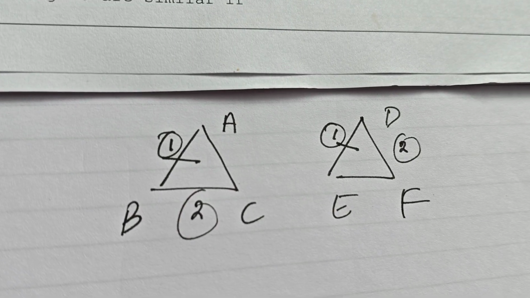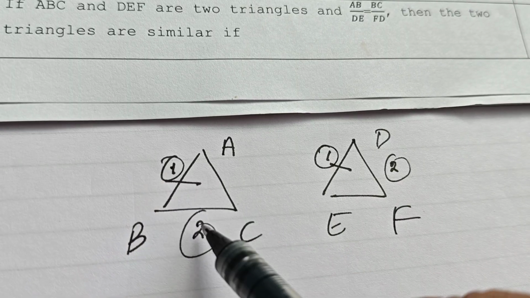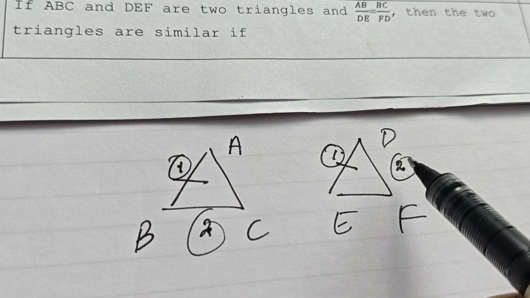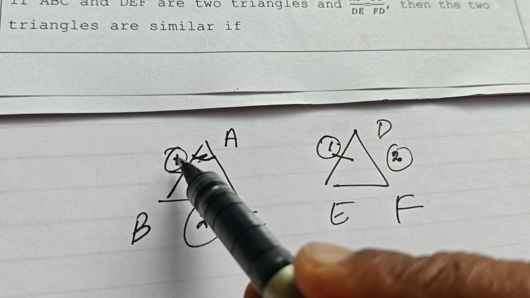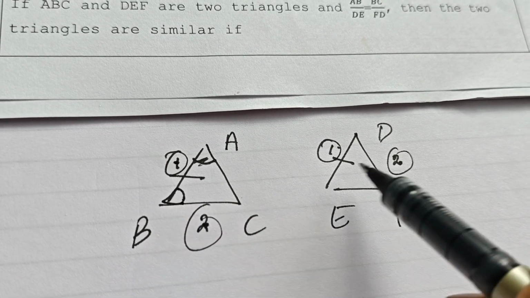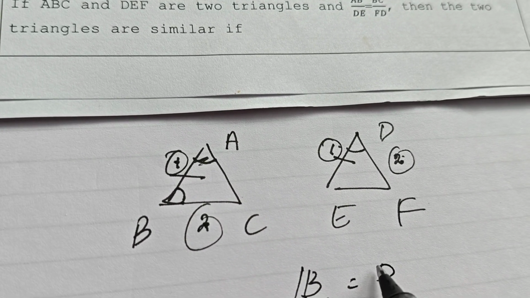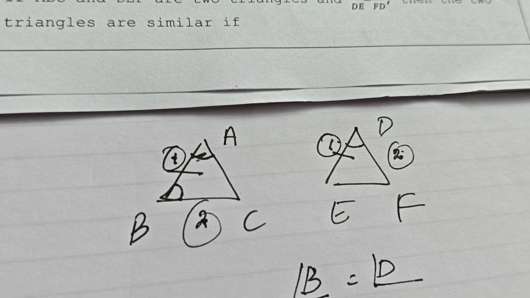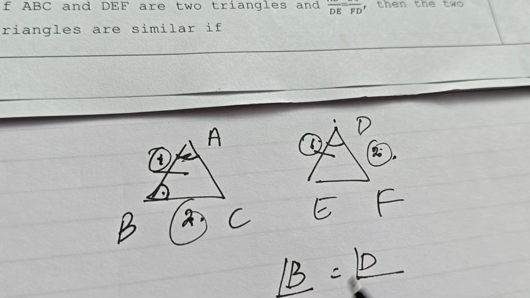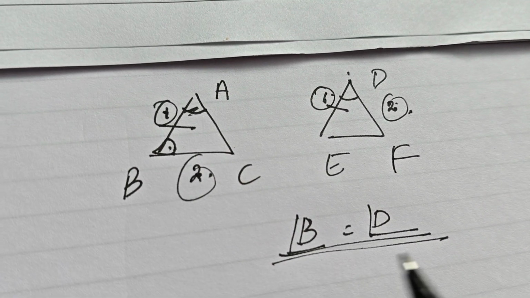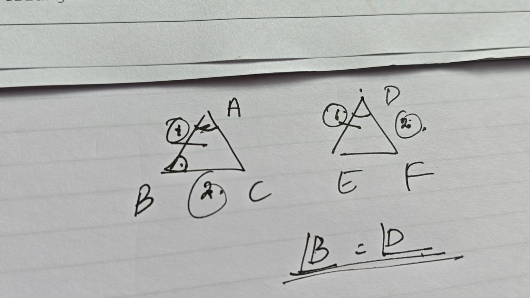Then the two triangles are similar if you get two adjacent sides proportional and the included angle is also equal. What is the included angle here? Between 1 and 2, B is the angle. Between 1 and 2, D is the angle. So if angle B is equal to angle D, then these two triangles will be similar with the criterion side angle side. So the condition we required is angle B equal to angle D. We will check whether this option is given in our 4 options.